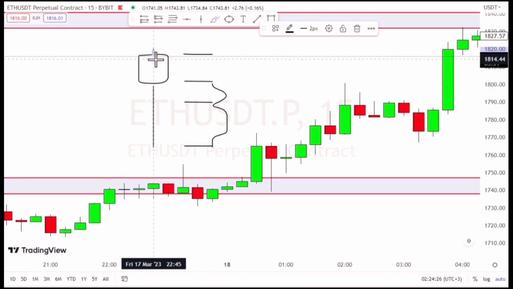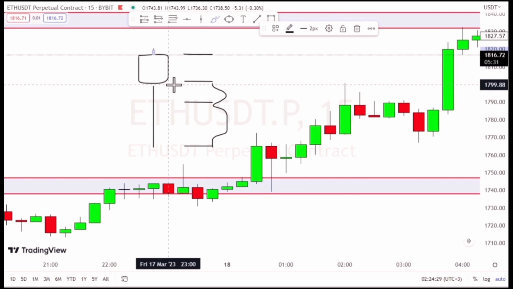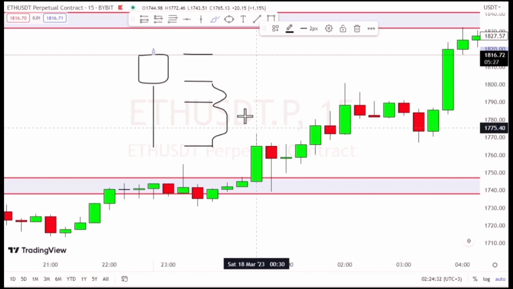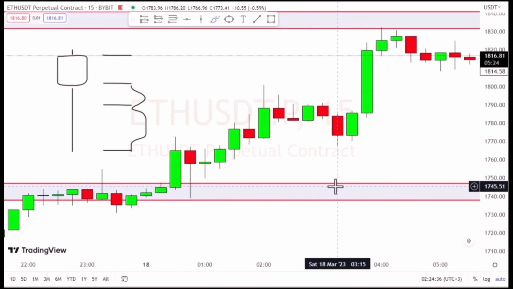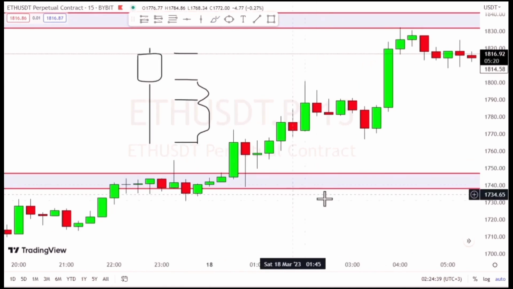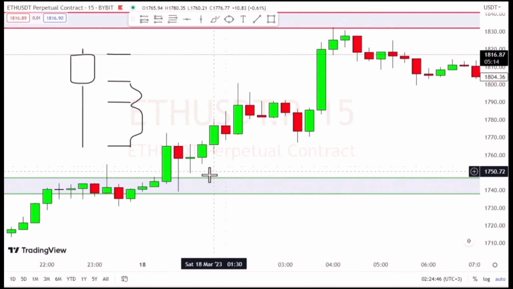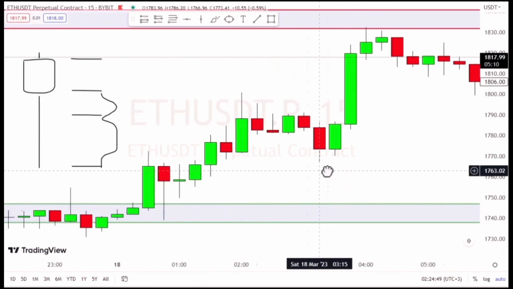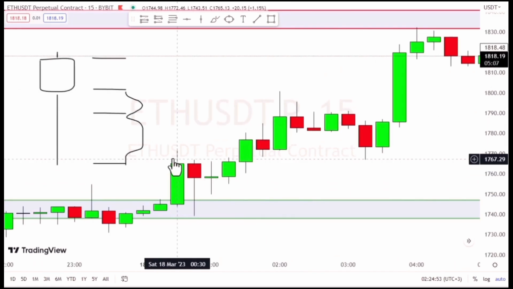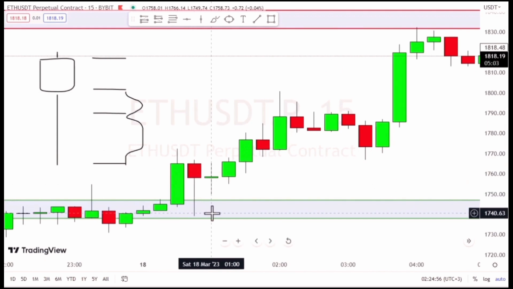So what really happened here? This is our support zone. We have a support zone which is supporting the price and bouncing the price to the upside, as you can see. As we said before, the sellers wanted to push the price to the downside, but the buyers came in and pushed the price up.